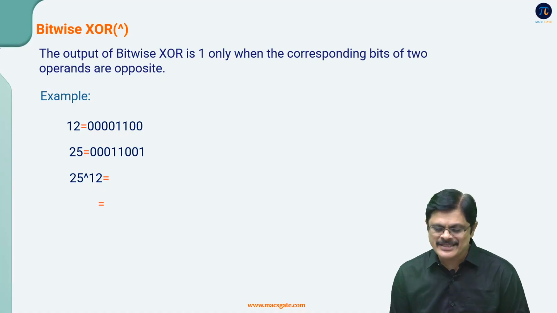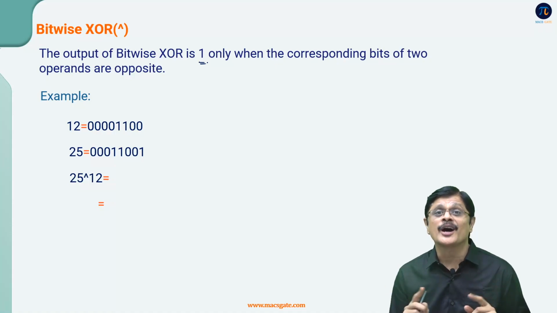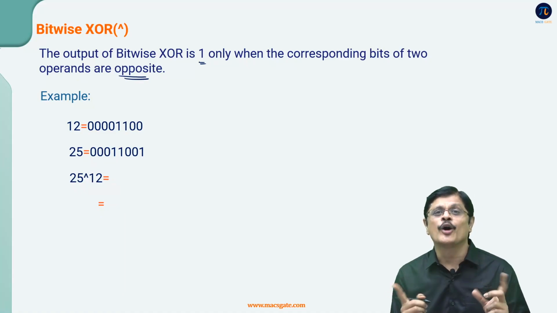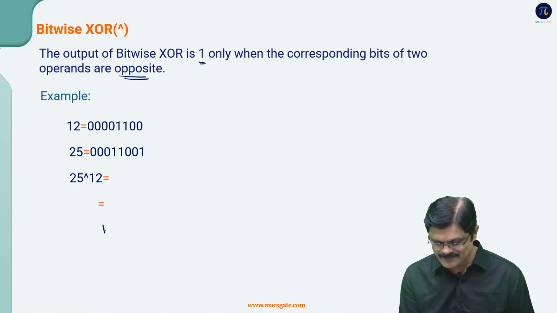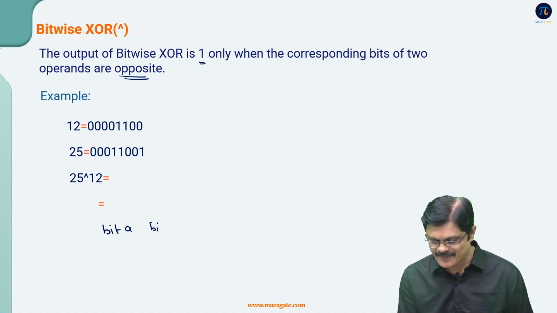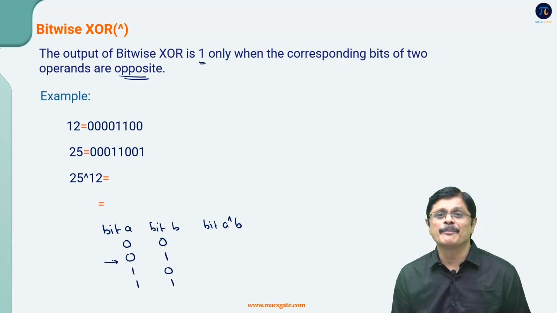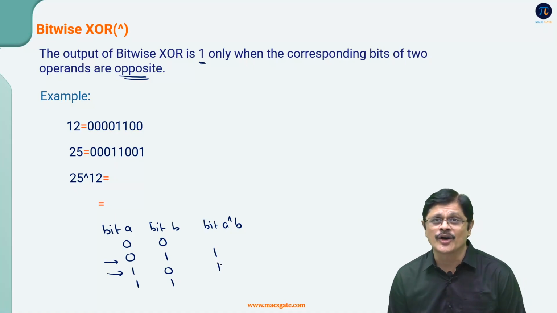The output of bitwise XOR is 1 only when the corresponding bits of the two operands are opposite. Means if one bit is 0, the other bit should be 1 or vice versa. Then only the corresponding bit of XOR is 1. So, it is like this: bit A, bit B, the XOR bit. The possible combinations are 0 0, 0 1, 1 0, 1 1. If the bits of the operands are opposite, that is 0 1 or 1 0, then only the bit of XOR is 1.